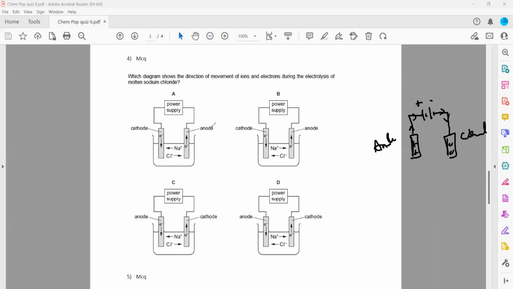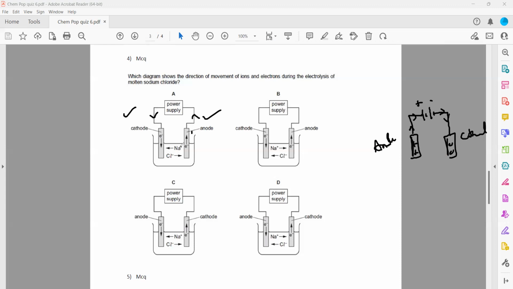So the direction of the electron flow, when we check, it should be towards the cathode. So this is towards the cathode. You can see electrons are going towards the cathode, and it should be from the anode towards the power supply. That's the direction of electron flow, which is correct.